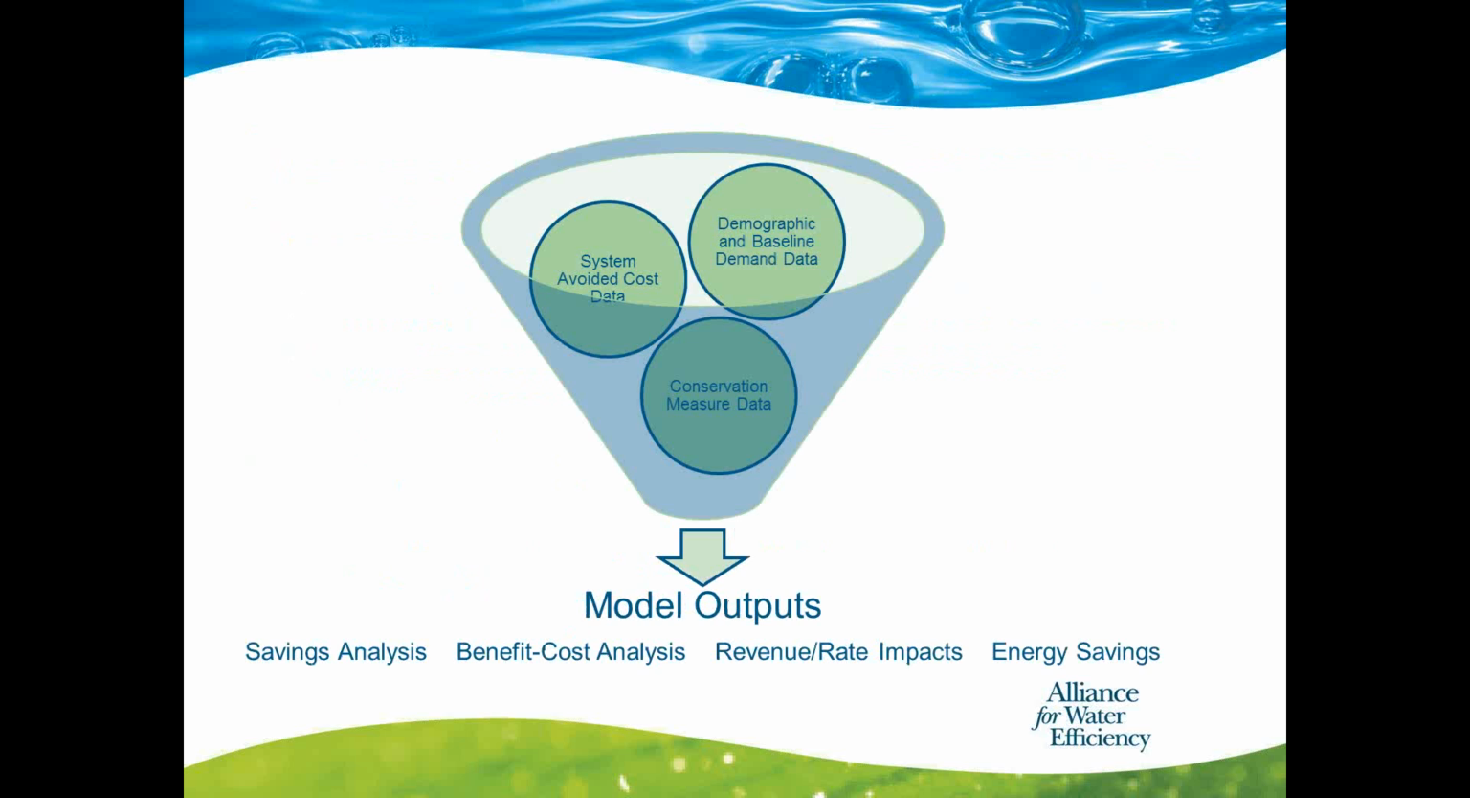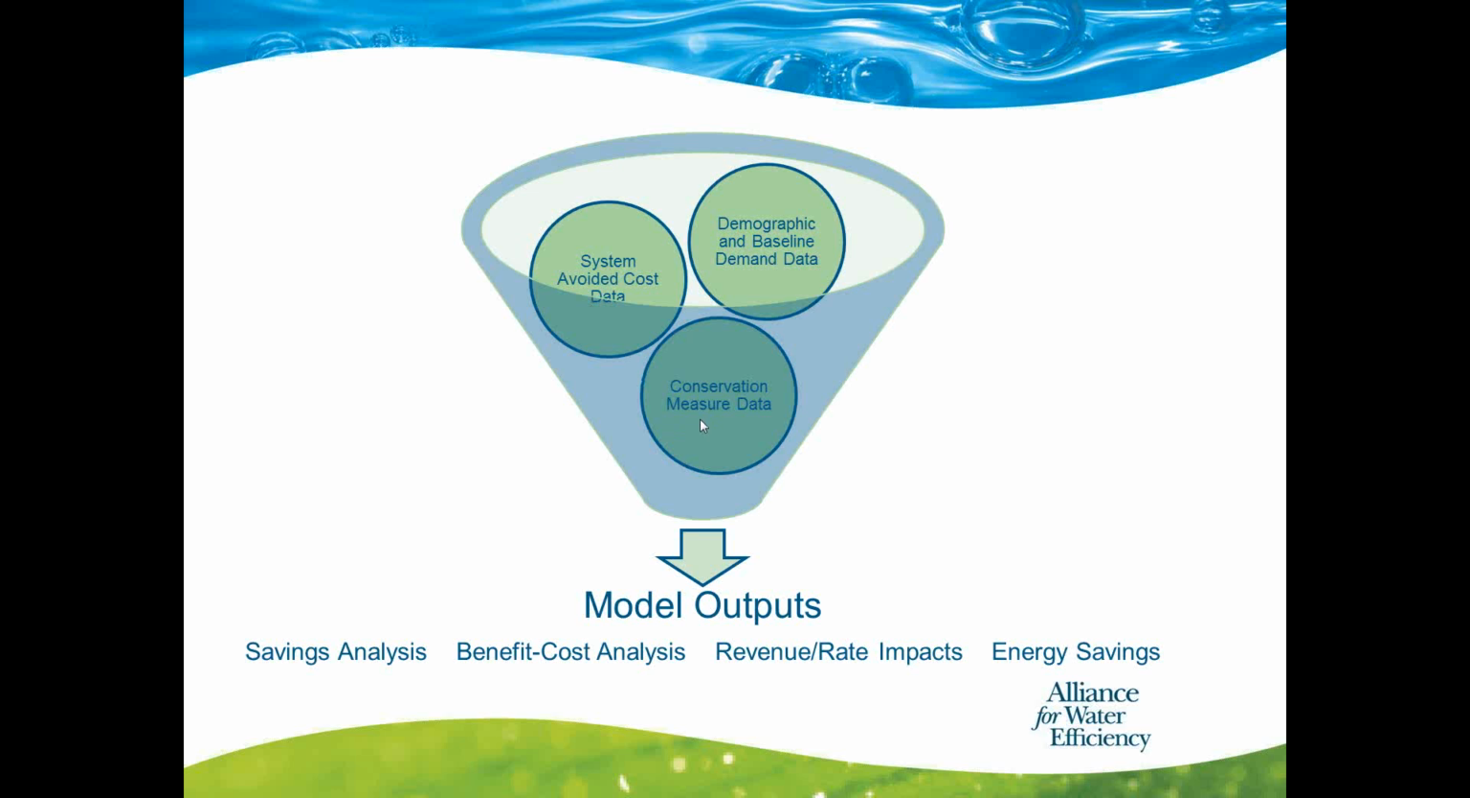Again, to get started, I wanted to take a high-level view of the tracking tool and what goes into it and what we get out of it. So in this funnel graphic, we have three primary things that go into the tracking tool. We enter demographic data about our service area, and then we enter a baseline water demand forecast. Then we enter system avoided cost data, and we define the conservation activities that we want to evaluate.